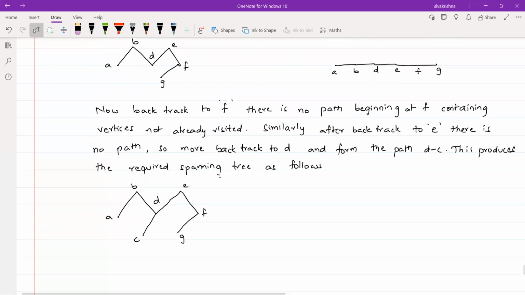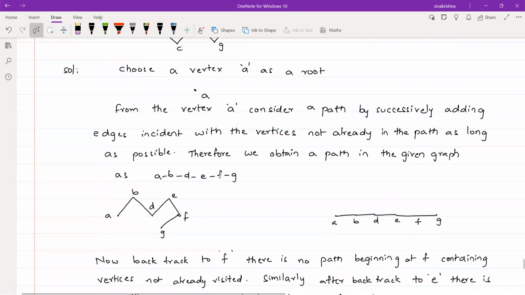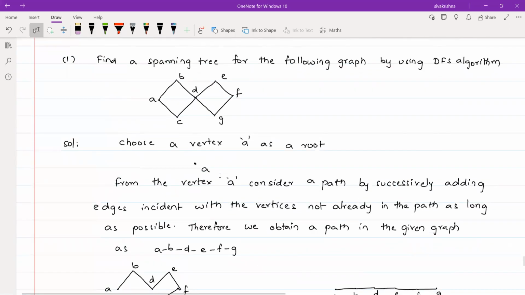So once again, I'm explaining the problem. Please listen carefully. We have to find a spanning tree by using DFS algorithm. Here also we have to select any vertex as a root. Here I have selected small a as a root. After selecting a as a root, now we have to find a path along small a, and that path can be continued as long as possible until we contain all the vertices of the given graph.